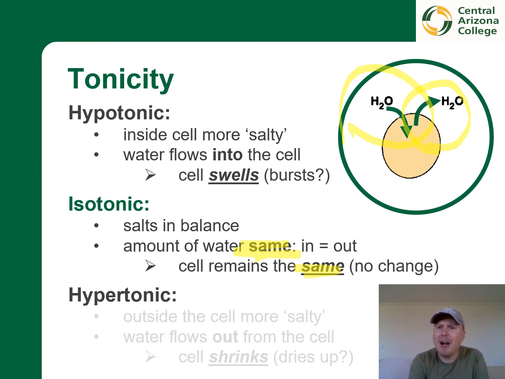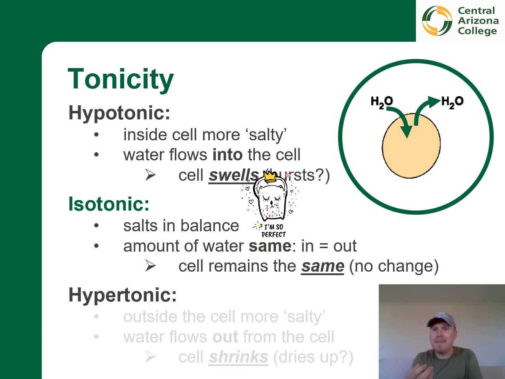Well, how can you remember this? To me, when I hear isotonic, I think of this creature that says, I'm so perfect. So if you are perfect, you do not need to change. That is because you are perfect as you are. So for me, isotonic cells are isoperfect cells. They are perfect, so they remain the same.